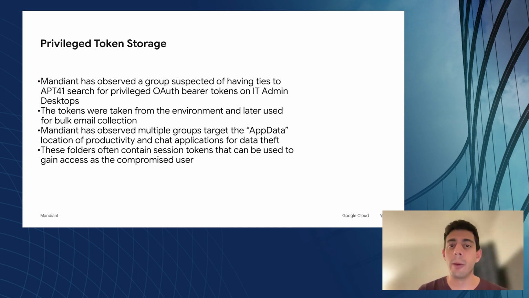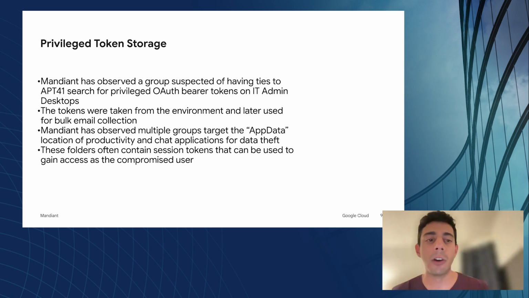And so we have observed a number of threat actors that actively search machines for these types of privileged tokens, specifically looking for IT admin workstations and then searching for those tokens. We worked an intrusion where APT41 found one of these privileged OAuth bearer tokens and used it to harvest email from a cloud environment.